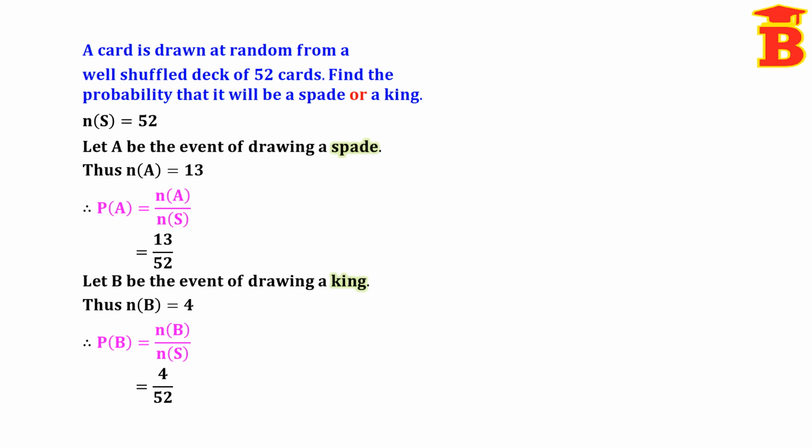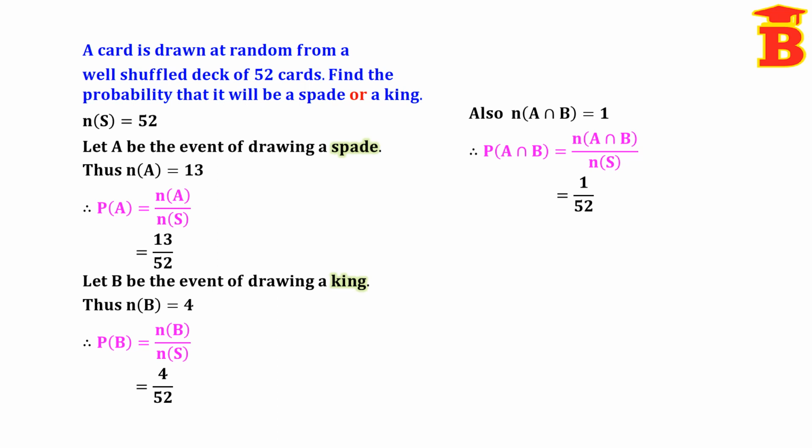And there is one common, that is spade king. So the first event is spade, second event king. The common is 1 king in spade symbol. So N of A intersection B equal to 1. Therefore using formula P of A intersection B equal to N of A intersection B divided by N of S, that is equal to 1 divided by 52.